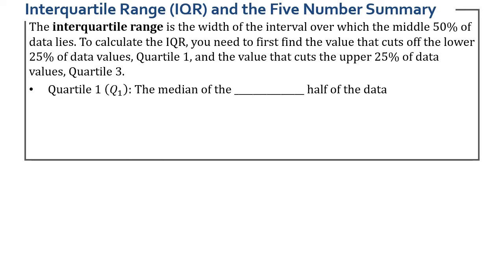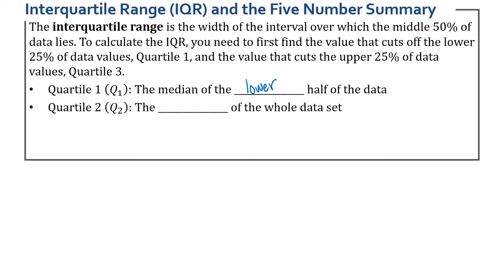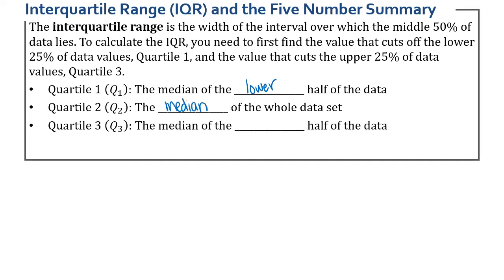Quartile 1, which we'll denote as Q sub 1, is the median of the lower half of the data. Quartile 2, or Q2, is the median of the whole data set. Quartile 3, or Q3, is the median of the upper half of the data. And so the IQR, the interquartile range, is Q sub 3 minus Q sub 1. And that gives you that middle 50% of values, the spread of those.